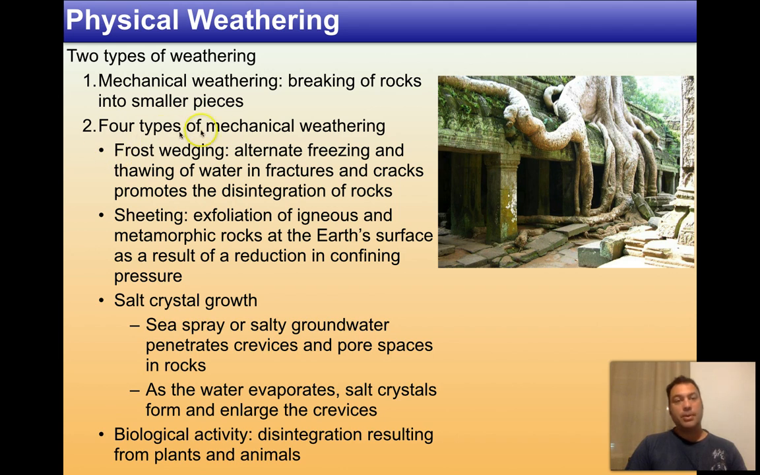So there are four primary types of mechanical weathering. There's actually more than that if you want to take into consideration smaller ways of moving things. But anyways, the principal ways that nature breaks rocks down in place and starts moving it is this way. So frost wedging, which is the alternate freezing and thawing of water in fractures and cracks, which promotes the disintegration of rocks. Okay, this makes sense because when water goes into a crack in a rock and it freezes, it expands, right? It gets larger. And so every single time it fills in, it expands that rock. It sits there and breaks it apart.